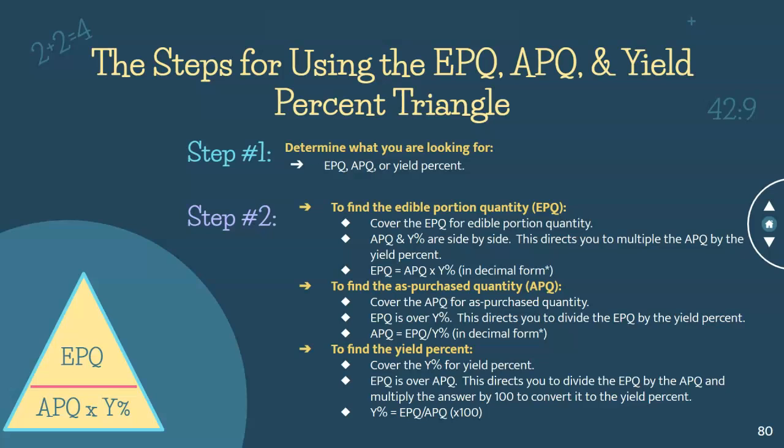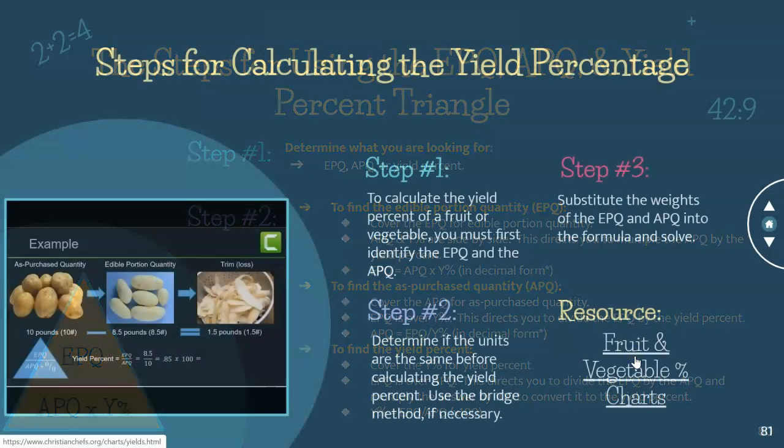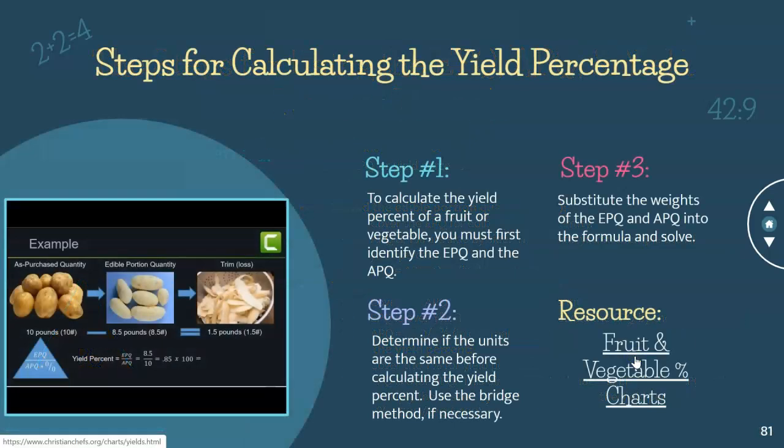If you're confused, ask your teacher to finish going through this; your teacher can help show you how to do it. But I think it will make a lot of sense to you when you start going through the practice problems. So here are the steps written out for you again with a visual. Step 1, to calculate the yield percent of a fruit or vegetable, you must first identify the edible portion and the as purchased quantity.